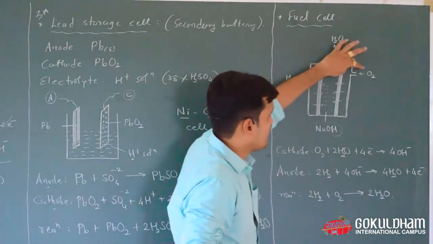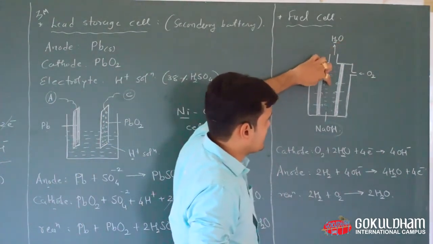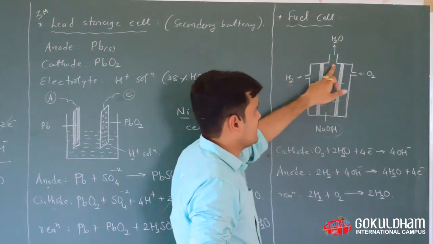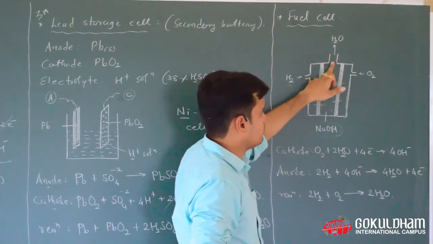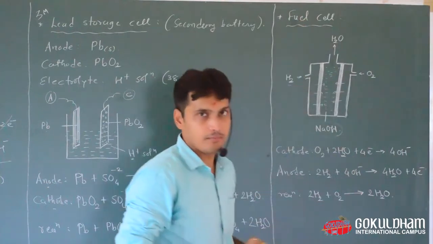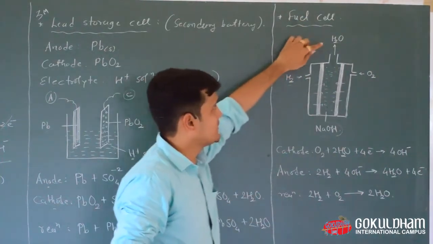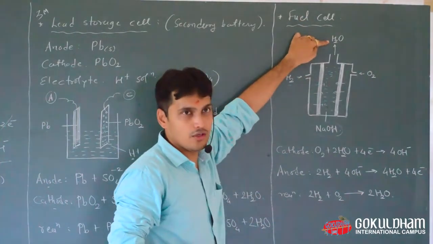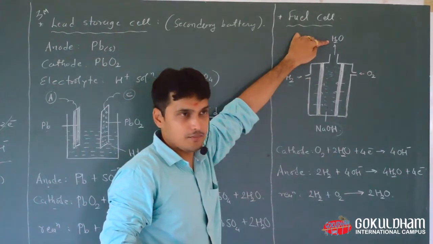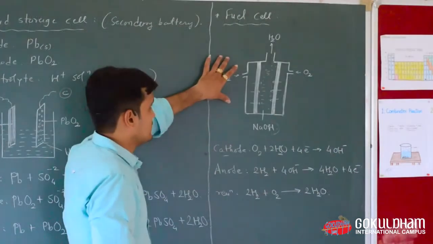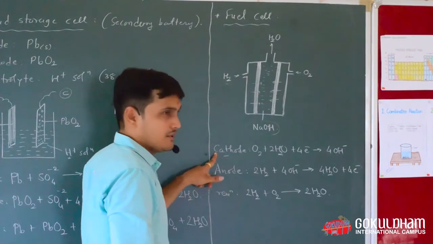When hydrogen and oxygen chemically react in the NaOH solution, the output is H2O from the upper side, and this H2O is used for drinking in a space shuttle. In this fuel cell, the chemical reaction occurs in this manner.